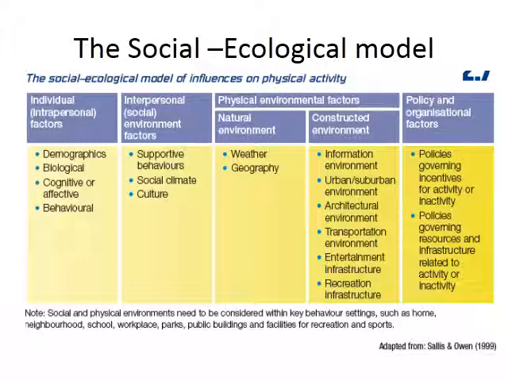Finally, just a nice summary slide here of the model. We've got our individual factors: the demographic, biological, cognitive, and behavioural factors affecting an individual. Our social environment factors: supportive behaviours creating a good social climate and culture. Physical environment factors: the natural environment such as the weather and the geography of where somebody's located, also the man-made or constructed environment, which is access to facilities, recreation areas, transport, etc.